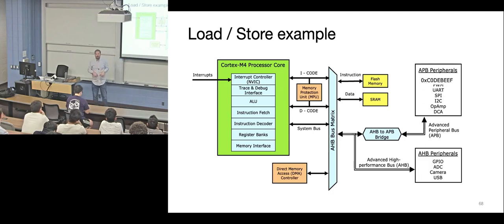And so if you wanted to change the GPIO pins, you would have to write ones and zeros into some register on the GPIO pins so that those things could go high and low. Any questions so far?